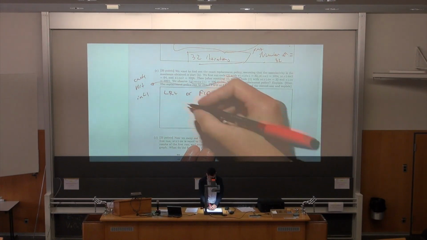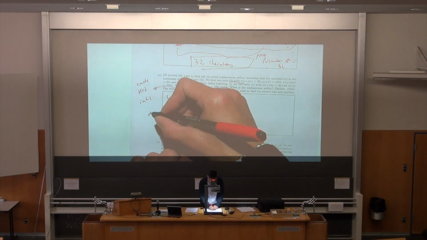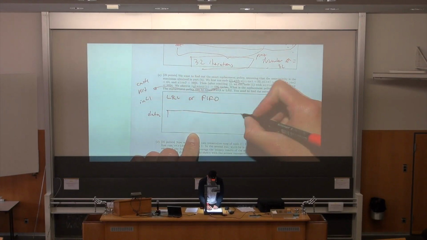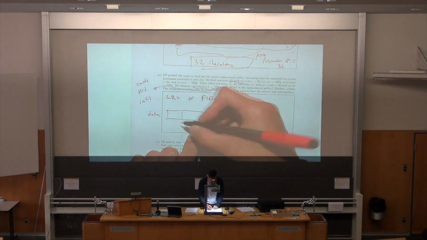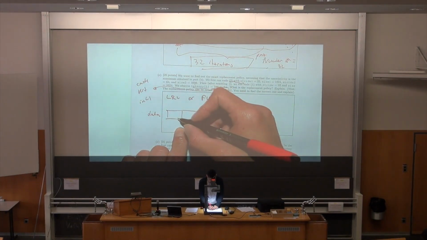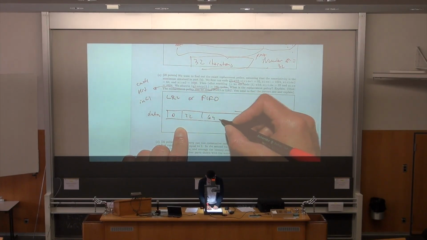So how can we find the replacement policy based on that? So first, what we did for the first run, you are basically doing the same as the other question. So you access elements 0, 32, 64.